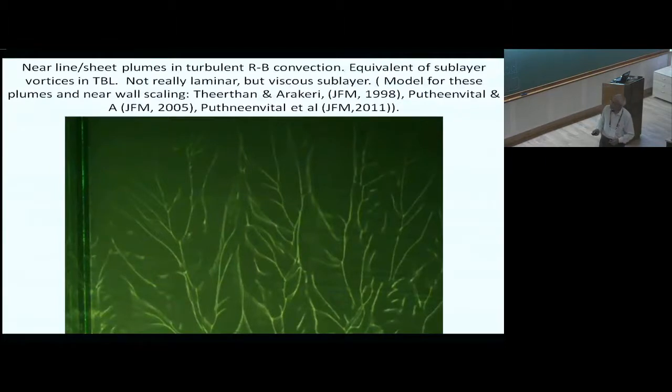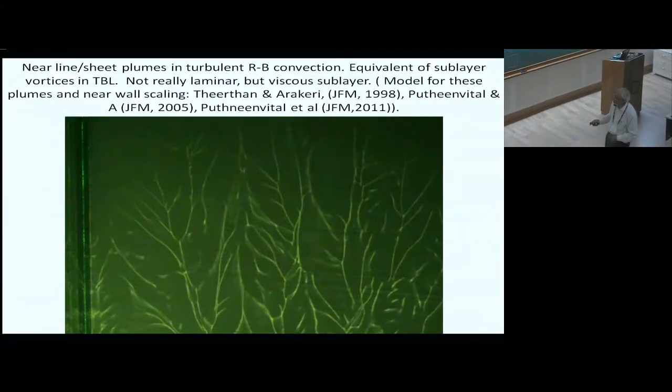So this is the fluorescein dye picture. I'll show the movie later on. And you can see this very nice leaf-like structure here. So it's along this fluorescein dye lines where the buoyant fluid is rising.